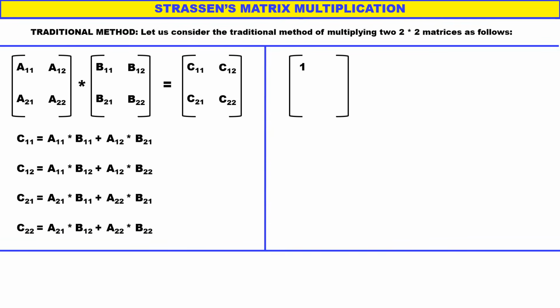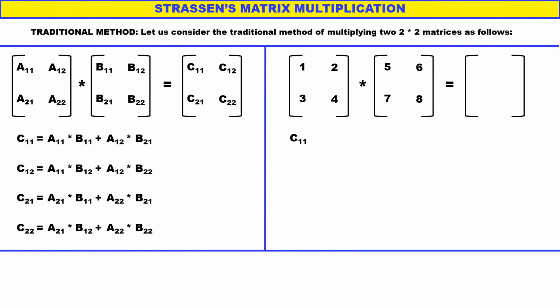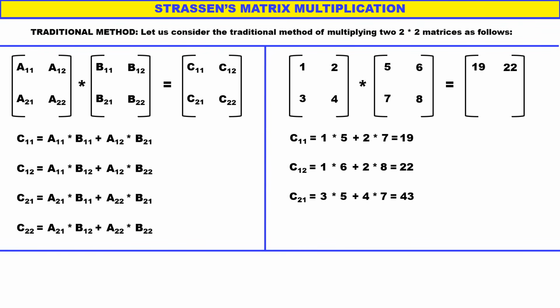Let us also take a numerical example. 1, 2, 3, 4, let us consider them as the first matrix. Similarly, 5, 6, 7, 8. Let us find the answers. So what is C11? 1 into 5 plus 2 into 7, which is 19. C12 is 1 into 6 plus 2 into 8, which is 22. What is C21? 3 into 5 plus 4 into 7. This is 43.